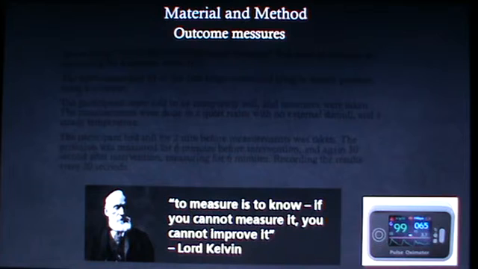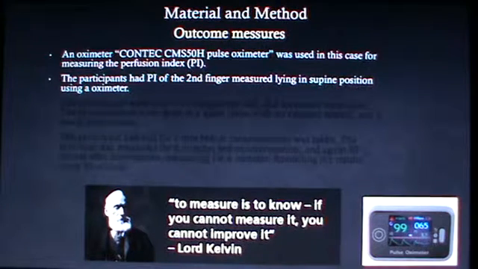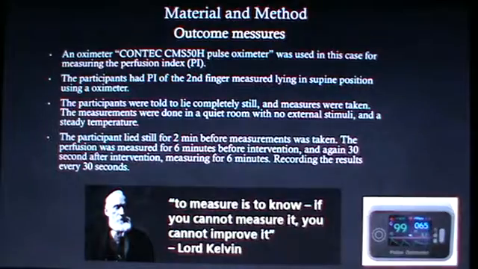Material and method. An oximeter, a Contec CMS50H pulse oximeter, was used in this case for measuring the perfusion index. The participant had the perfusion index of the second finger measured lying supine. The participants were told to lie completely still and measurements were taken. The measurements were done in a quiet room with no external stimuli and a steady temperature. The participant lay still for 2 minutes before measurements were taken.